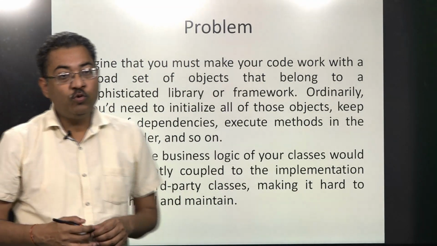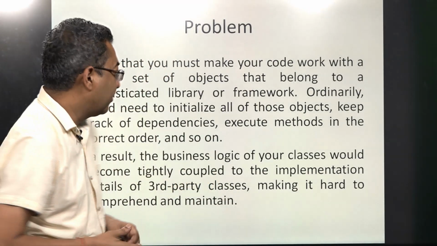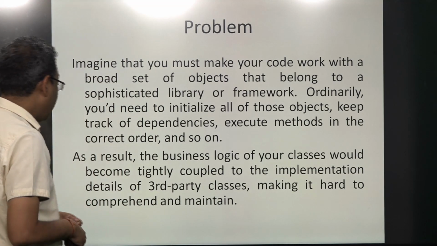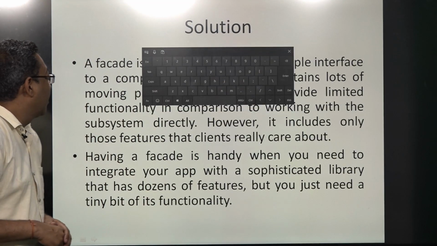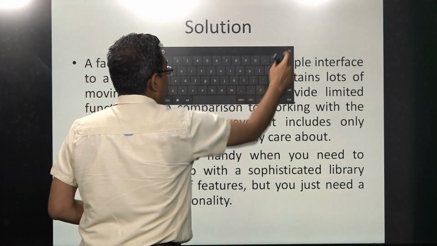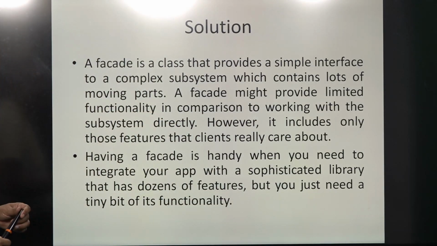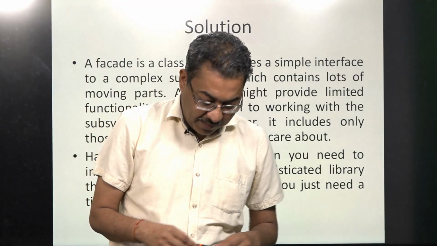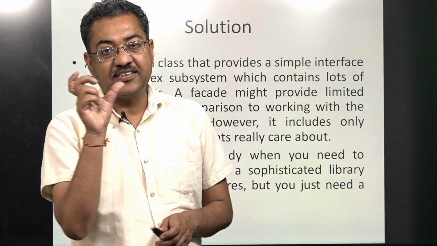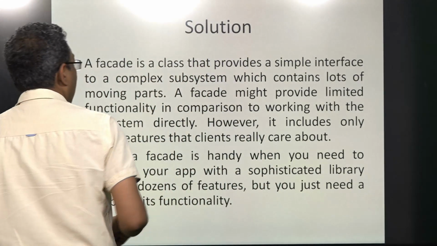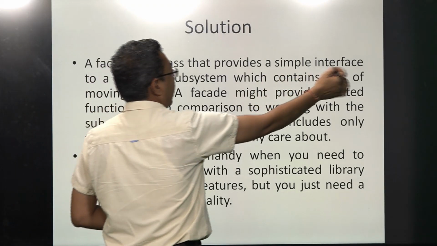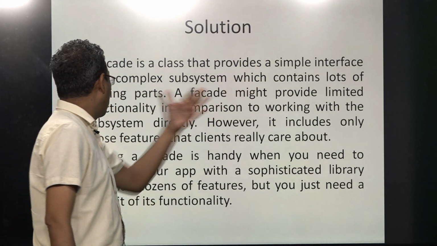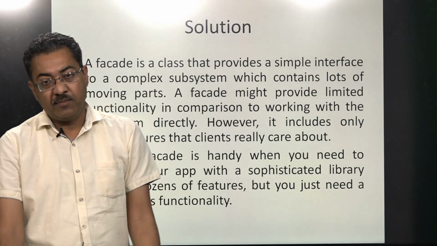And we all know, in case we want to make a reusable software, the coupling must be as least as possible so that it can be reused, right? And for this the solution is a facade, a class that provides a simple interface. तो facade है क्या, हम facade design pattern की बात कर रहे हैं, तो उसमें what we are going to do, we are going to create a simple interface, ठीक है, to a complex subsystem which contains lots of moving parts.